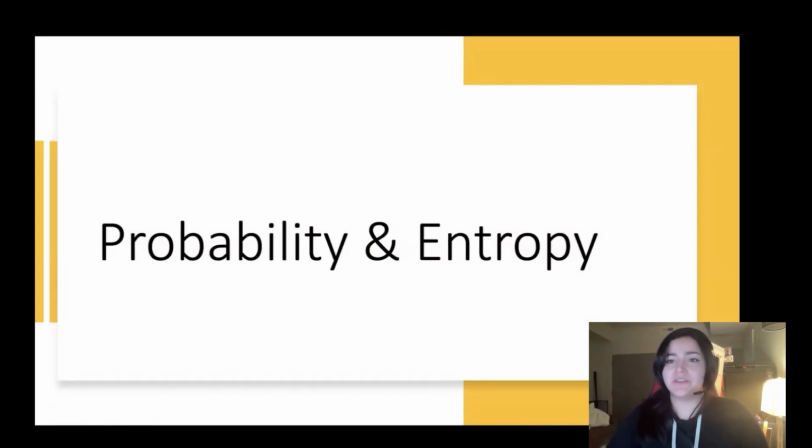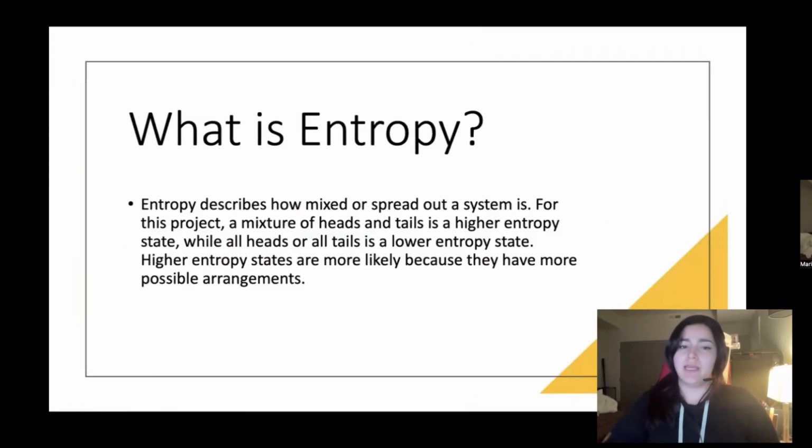Hi everyone. So I chose to do the probability and entropy project. So what is entropy? Entropy describes how mixed or spread out a system is. For this project, a mixture of heads and tails is a higher entropy state, while all heads or all tails is a lower entropy state. Higher entropy states are more likely because they have more possible arrangements.